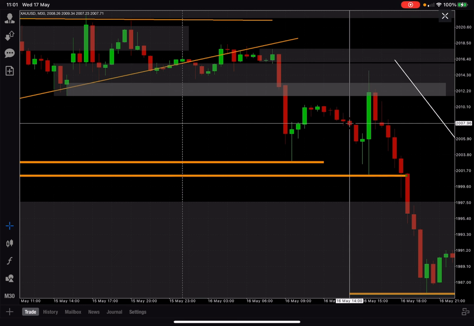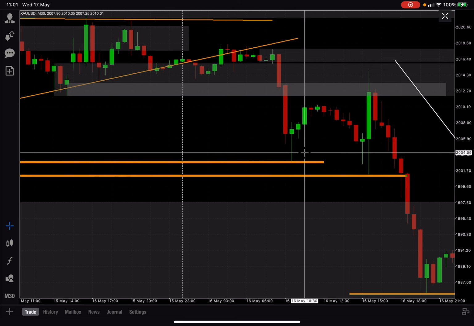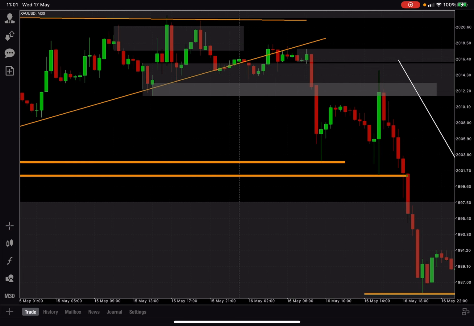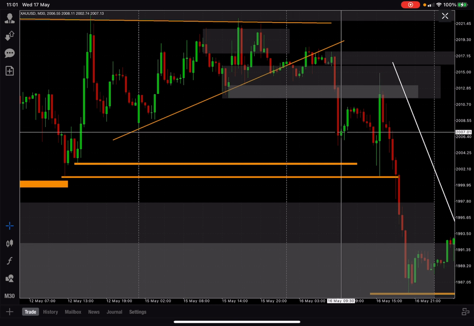That is showing you that manipulation is to the downside, and we are focusing on collecting sell side liquidity, and you have clear liquidity in the form of a double bottom. So that's why price went down.